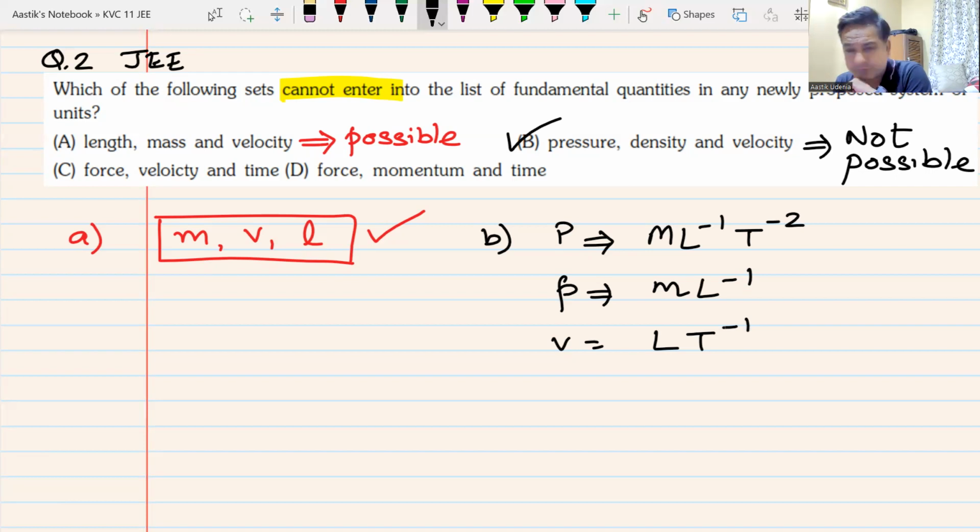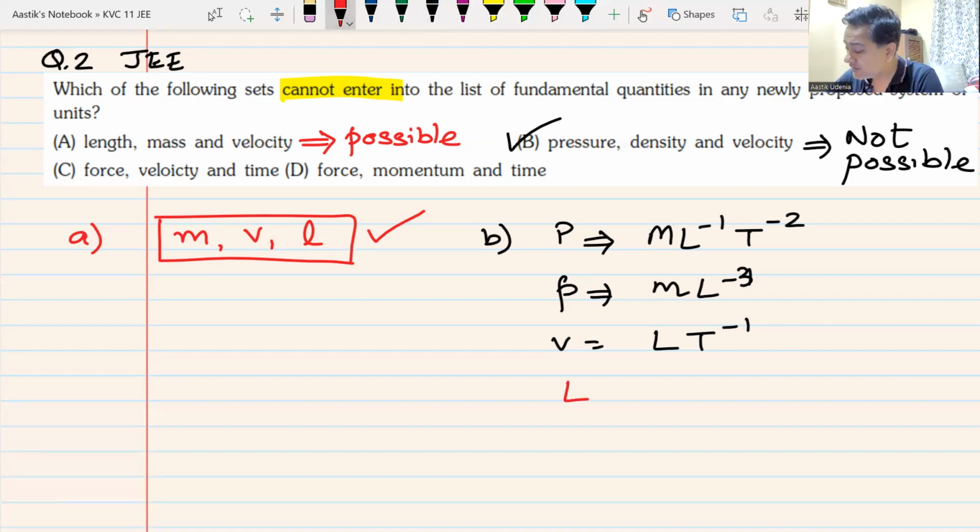Pressure can be derived using rho and velocity. Rho is density. Rho is ML^-3. I can derive pressure from rho and v. And the very simple example, I don't want to derive this entire thing.